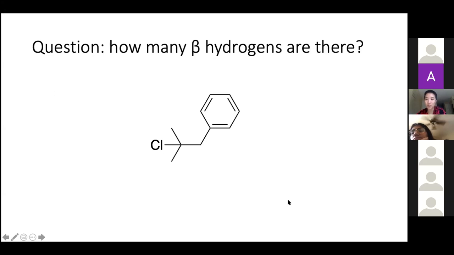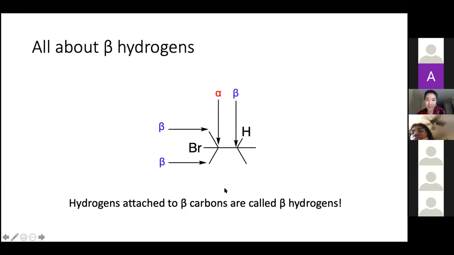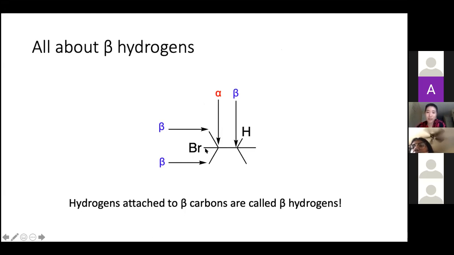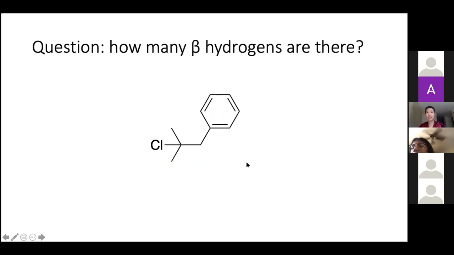Yes. So let me quickly go back to my earlier slide. So first, we have to identify the alpha carbon. Alpha carbon means the carbon we're interested in, the carbon where the departure of the leaving group happens. So our leaving group is just a heteroatom in this case, which is bromine, and the bromine is attached to this carbon. Therefore, that carbon is alpha carbon. And one carbon away, we call that carbon beta carbon. And in this case, there are 3 of them. Did I answer your question? Yes, thank you. You're welcome. Okay, so here, how many beta carbons do we have?